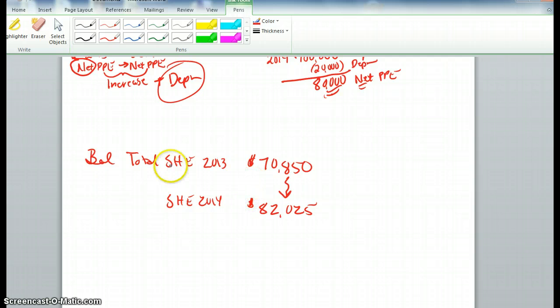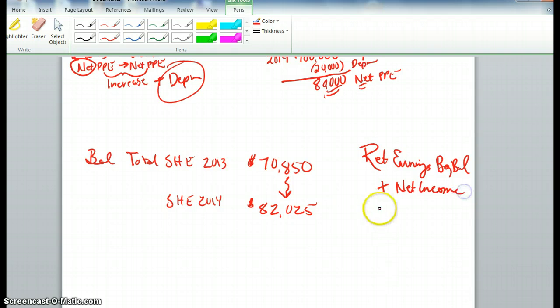And really the only reason there's any change is because of the change in retained earnings, which we have talked about, and you should be very clear on that. You start out with retained earnings, the beginning balance, and retained earnings is increased by the net income throughout the year, and it's decreased by any dividends the company has paid, and that gives you the ending balance in retained earnings.